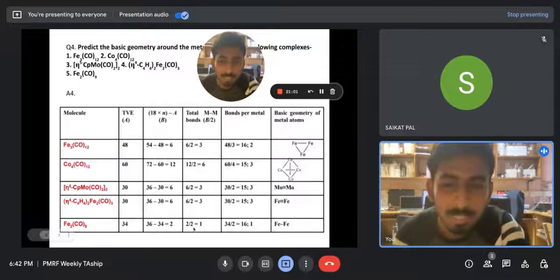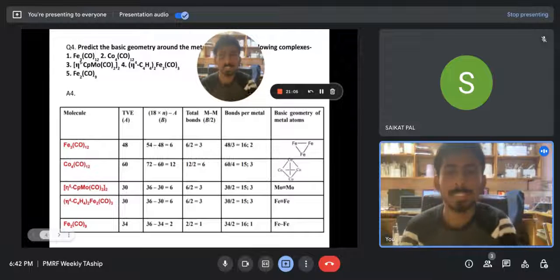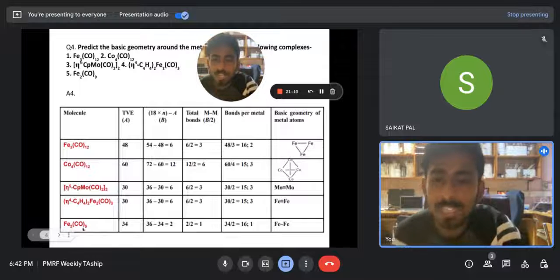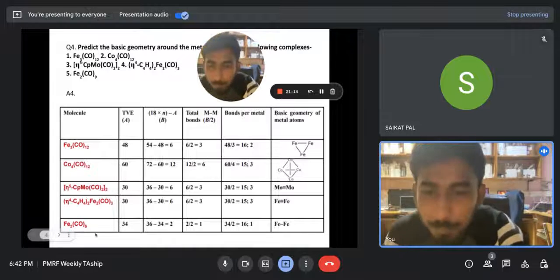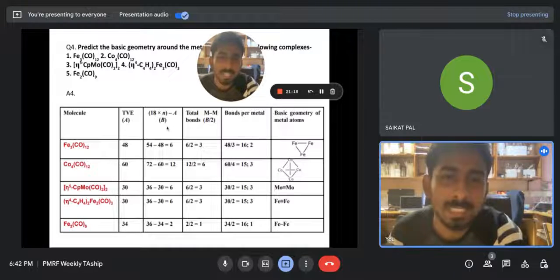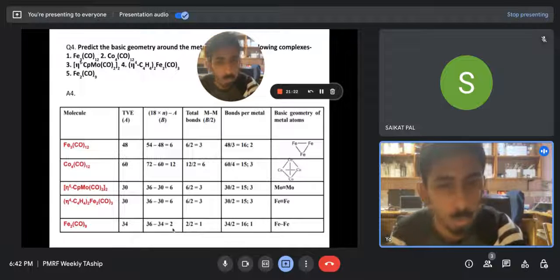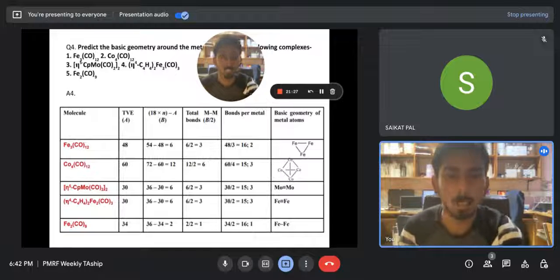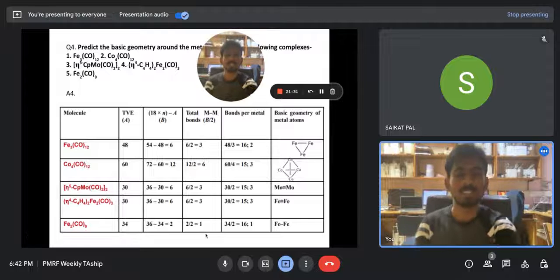In the last example, that is diiron nonacarbonyl, in this system, we have to calculate the total number of valence electrons. A is 2 into 8 plus 9 into 2, that is 16 plus 18, that is 34. So the B, that is the total number, 18n minus A, is 18 into 2 minus 34, that is 2. So B by 2 will give the total number of metal metal bonds, that is 1. And also the bonds per metal, that is 34 by 2 is 17.